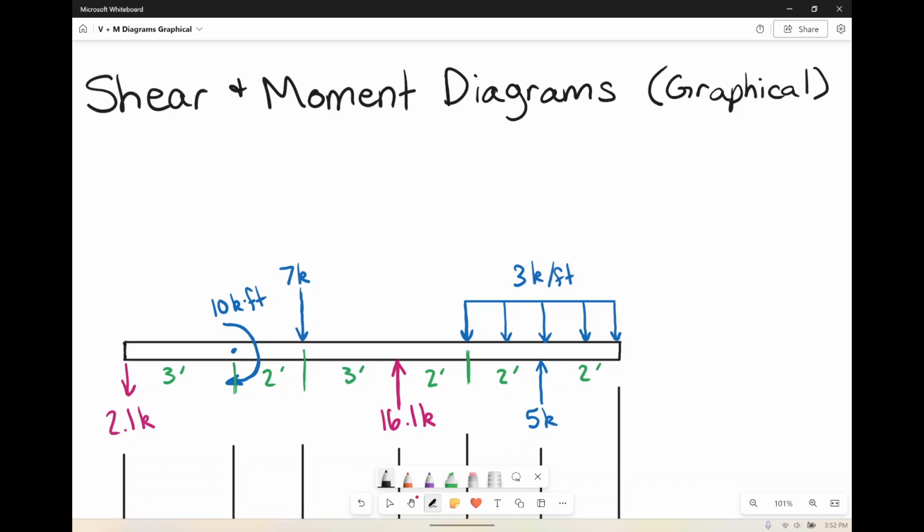This video is going to cover how to do shear and moment diagrams the graphical way. Honestly, I find the graphical way to be a lot simpler than anything else, but it does have its tricks to it, and they're really not that bad. I have here in this lovely example that you can see, I've tried to create pretty much every weird scenario that you could possibly have.